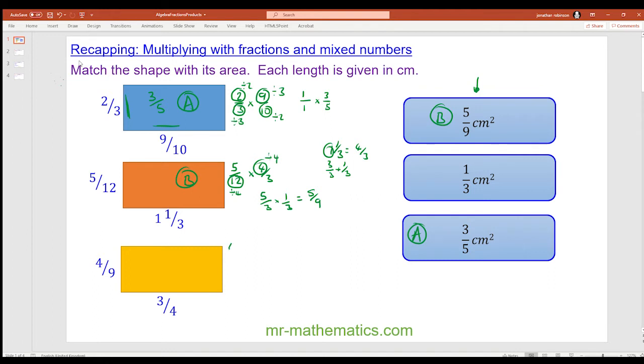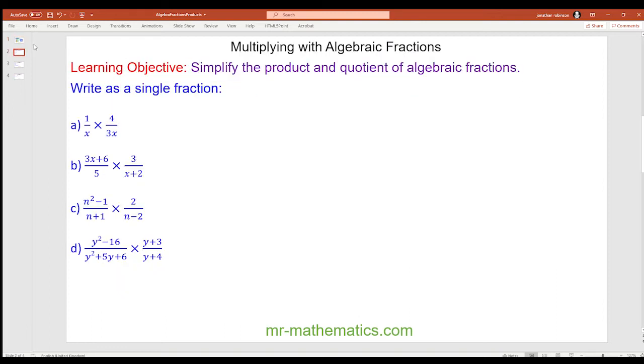And the last one, 4/9 multiplied by 3/4. We can cross simplify here and here, divide both by 4. And the 9 and the 3 both divide by 3. So we have 1/3 multiplied by 1/1. So the area of the yellow rectangle is 1/3. And this matches here. Okay, I hope you enjoyed that. Let's move on to the rest of the lesson.